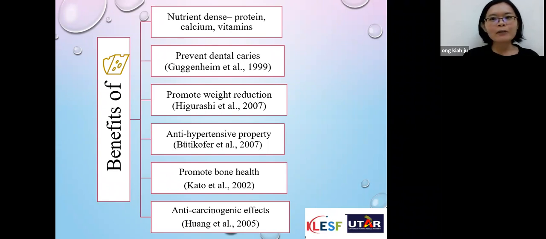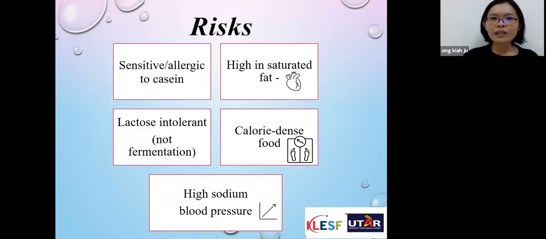Okay, after we learn about the benefits of cheese, let's talk about the risks of having cheese. Some people are sensitive or allergic to casein, so they are not able to consume cheese. Certain types of cheese contain a high amount of saturated fat. If you consume too much saturated fat, it will contribute to cardiovascular disease. For those who suffer from lactose intolerance, they are not able to digest the lactose found inside the milk. They will get stomach discomfort if they consume cheese.